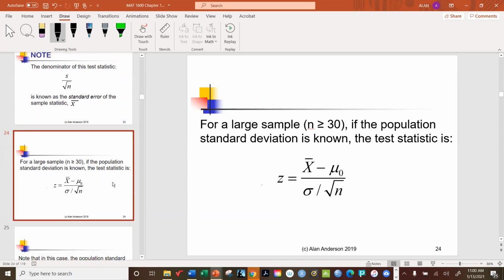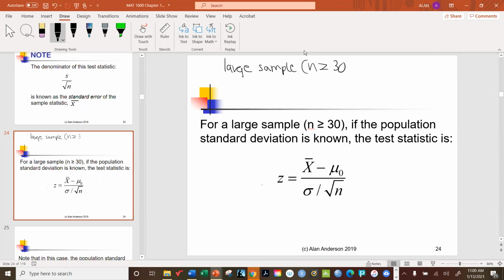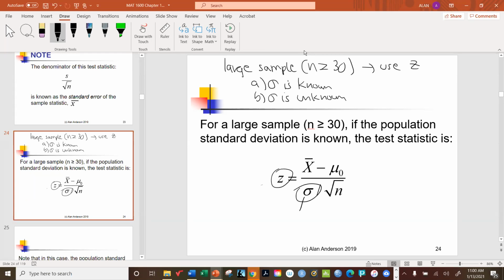What if the population, now here we have two possible cases. We have a large sample, but there are two possibilities: sigma is known and sigma is unknown. But in either case, use the standard normal distribution. Now, if you look at it carefully, this is the same thing we just saw before, except we have sigma now and we have z. So the actual calculations are no different.